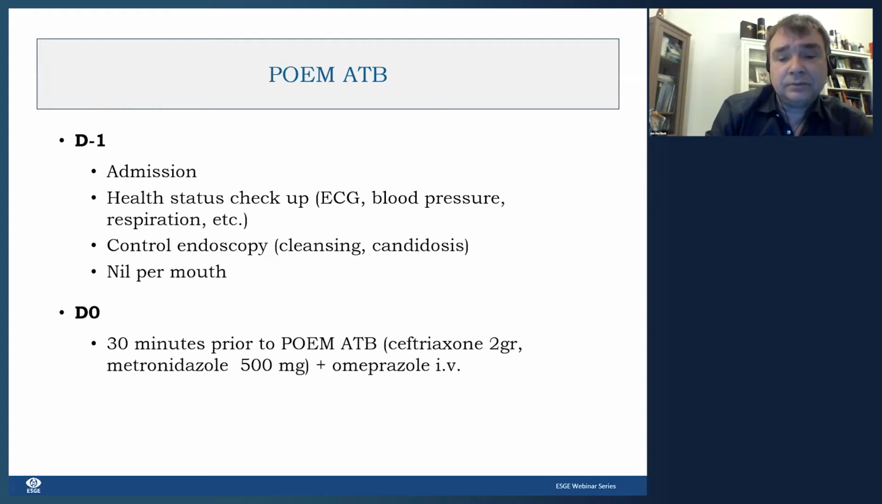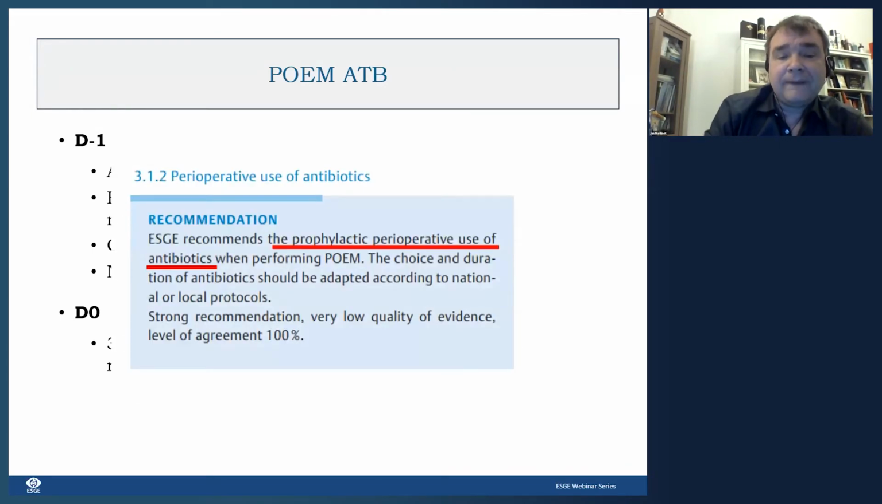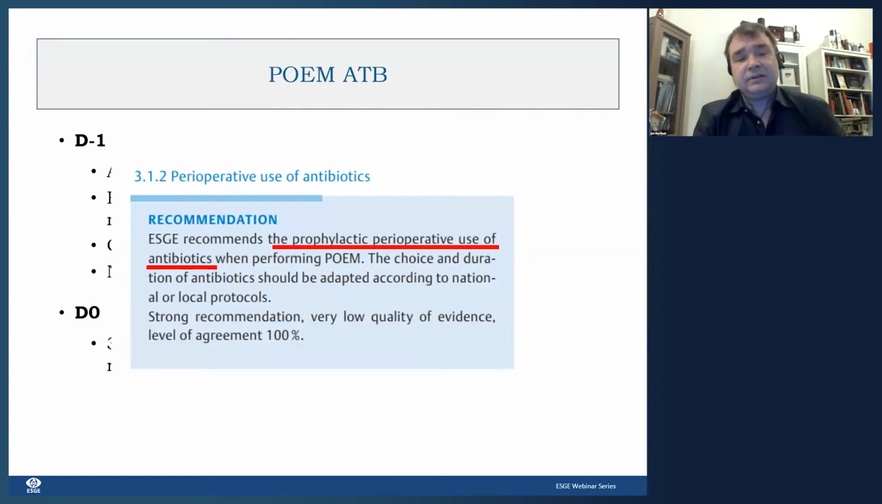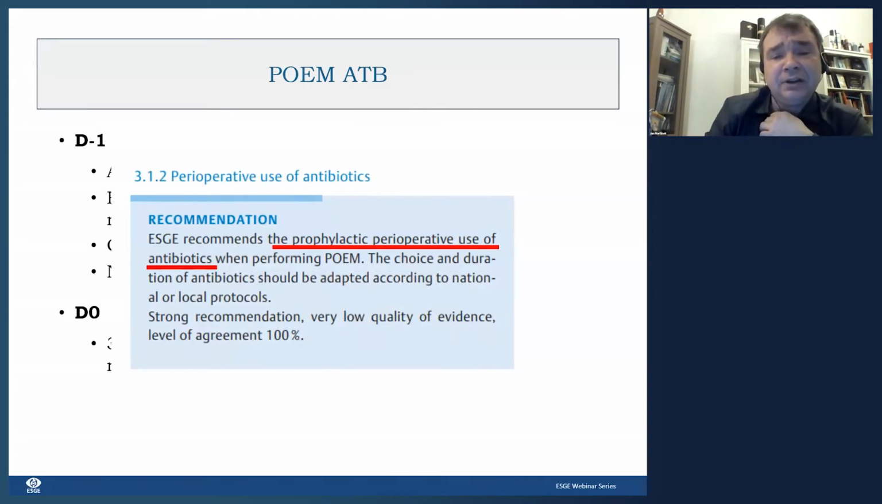recommend the prophylactic perioperative use of antibiotics when performing POEM. The choice and duration should be adapted according to national or local protocols.